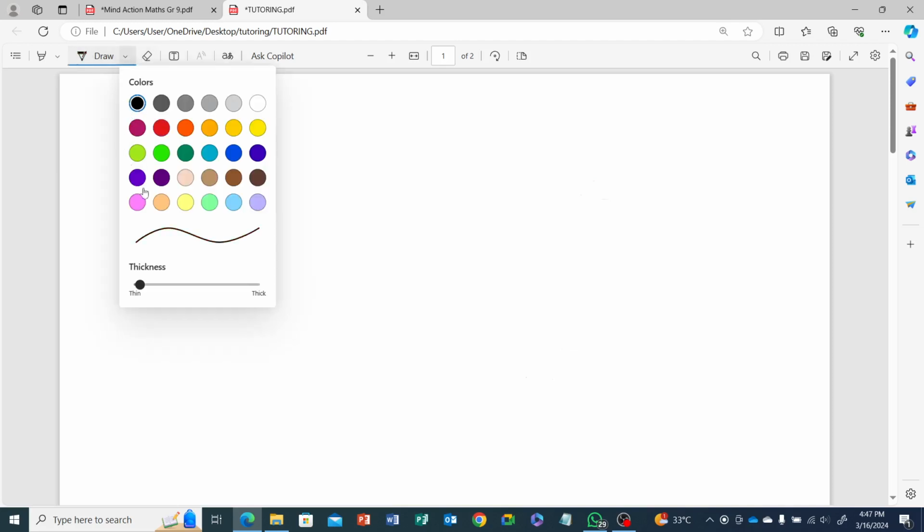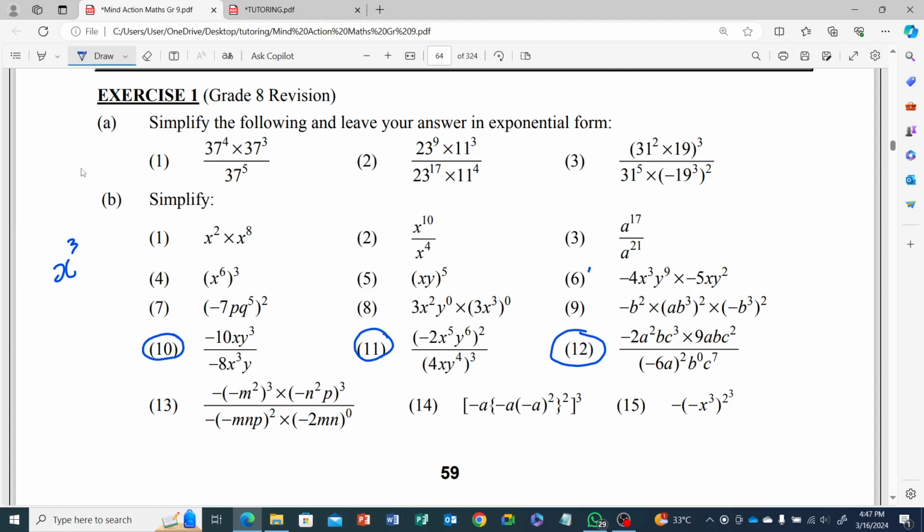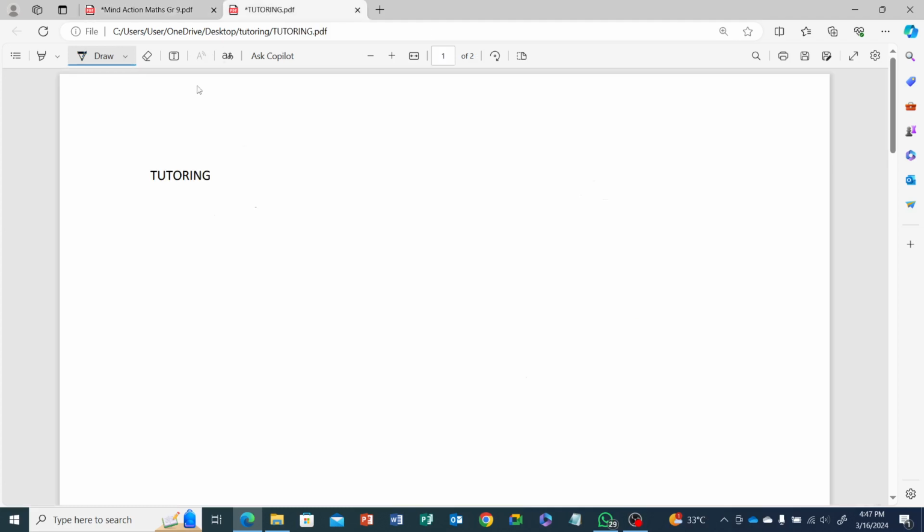Number 10. So you guys can also take a picture of these questions, but I'm also going to write them down. Okay. So now the first question that we're going to deal with is negative 10x y raised to the third, divided by negative 8x cubed times y. Okay, now it's like that.